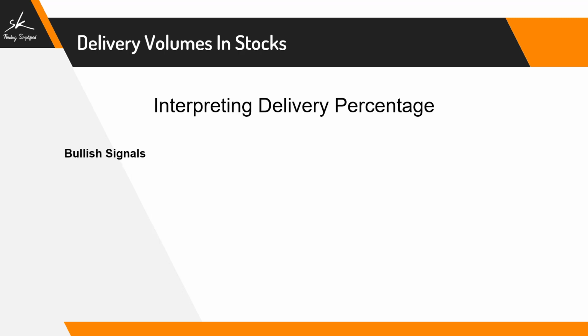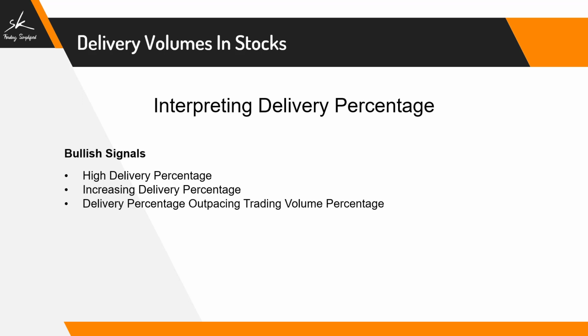How to interpret delivery percentage for bullish signals. A high delivery percentage, which represents a significant proportion of shares being delivered compared to the total outstanding shares or trading volume, can be seen as a bullish signal. It suggests strong investor conviction and willingness to hold the stock for the long term. If the delivery percentage is consistently rising over time, it indicates an increasing trend of investors taking delivery of shares. This suggests growing confidence in the stock's potential and a bullish sentiment in the market.